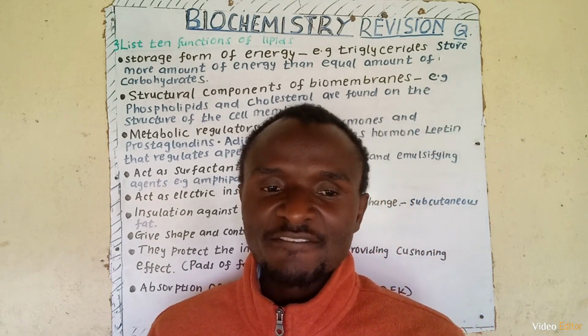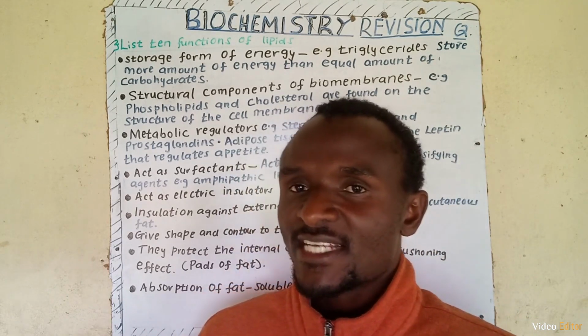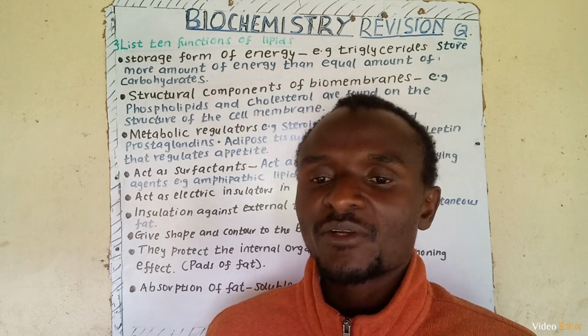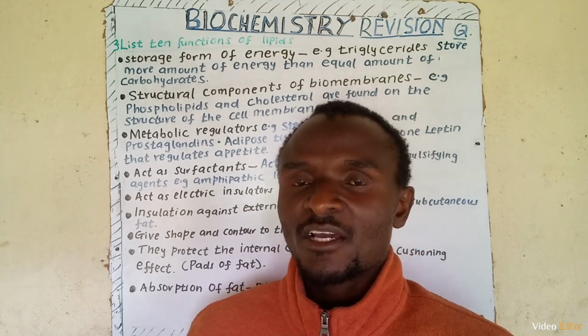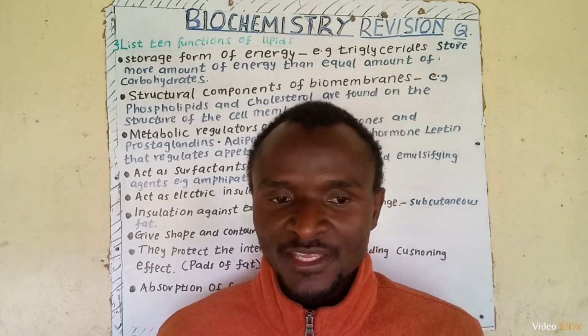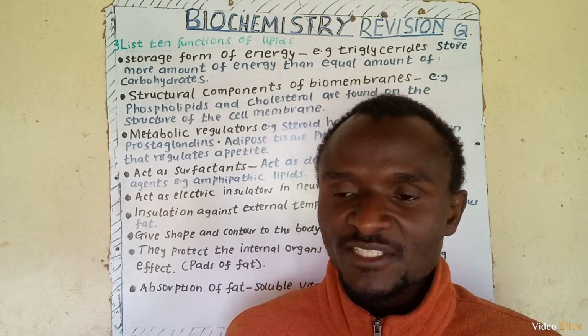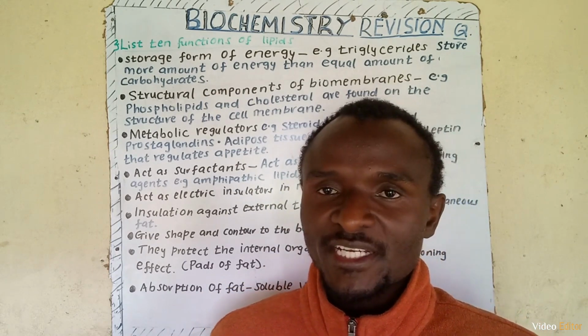Then another function is metabolic regulators. Examples include steroid hormones and prostaglandins, which normally carry out metabolic activities. Then under adipose tissue, we have a hormone that is being secreted known as hormone leptin, which regulates appetite.